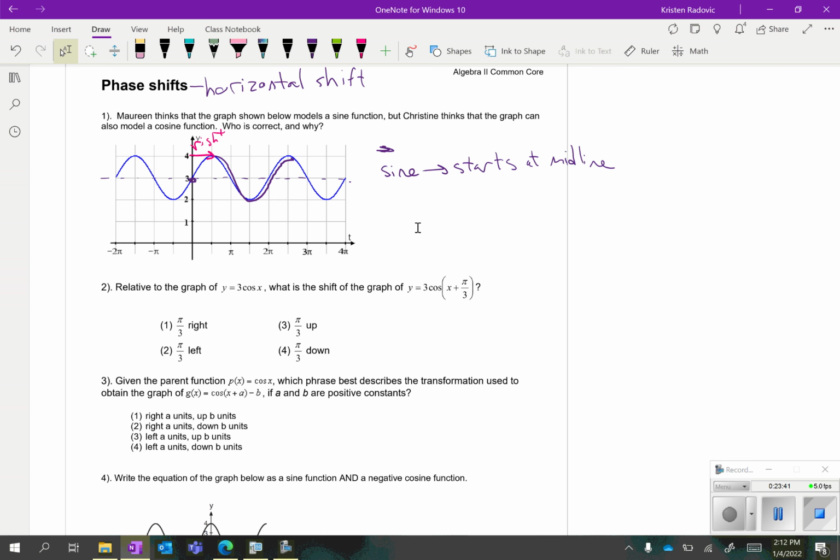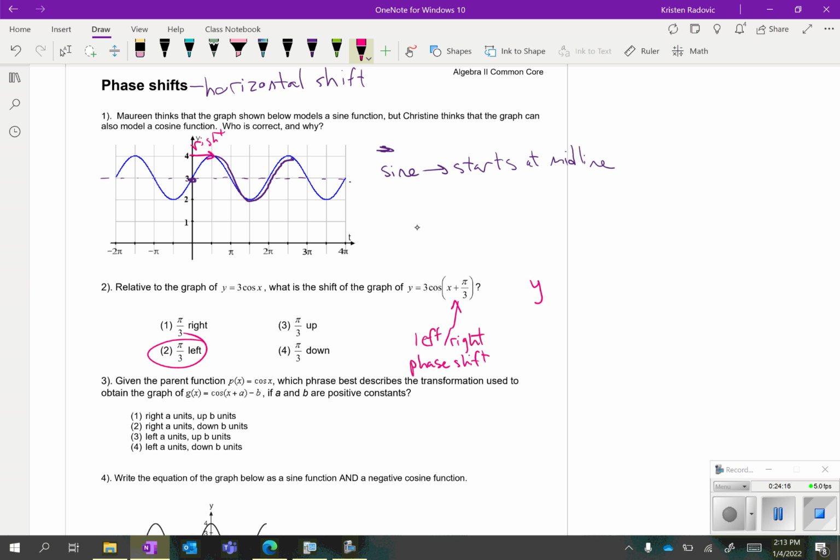So recognizing it in an equation is actually pretty simple because you know that things go left and right when they're inside parentheses, and if they're outside of parentheses, they go up and down. For example, this right here is inside parentheses, so it moves left or right. Because it's in a parenthesis, it is a phase shift. And because it's positive, I'm moving to the left.